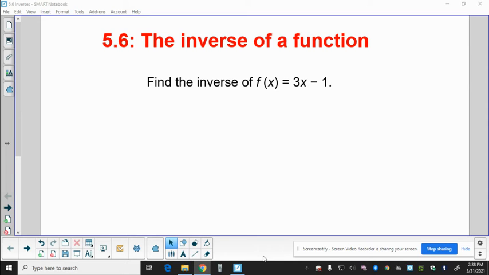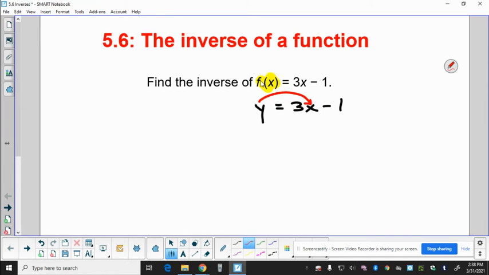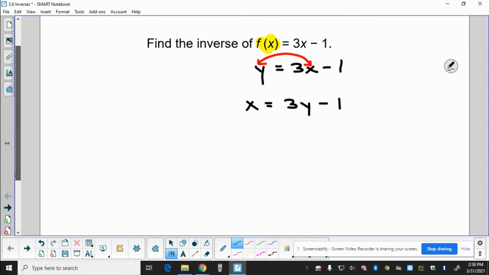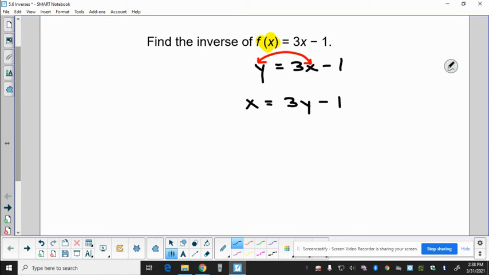First step, you take the function notation, which in this case is f of x, and you replace it with the letter y. The next thing you do is you exchange the locations of your variables x and y. So this will become x equals 3y minus 1. And then the second to last step is you solve for y. So this will be easy to do.